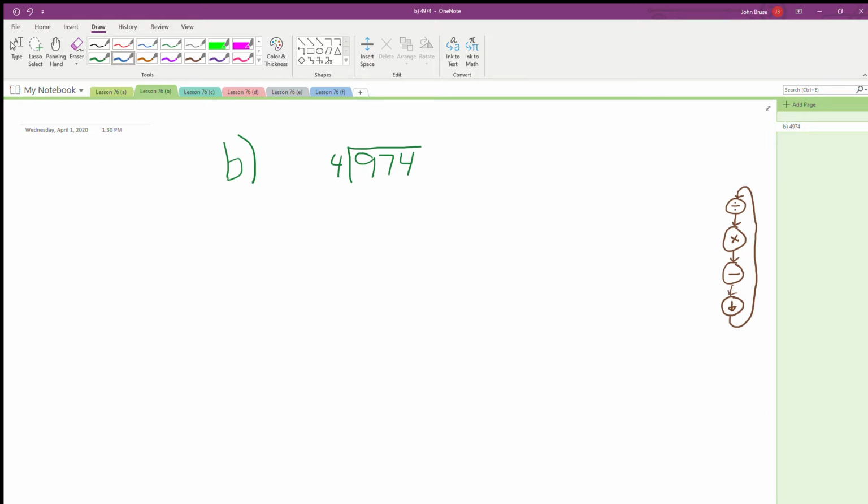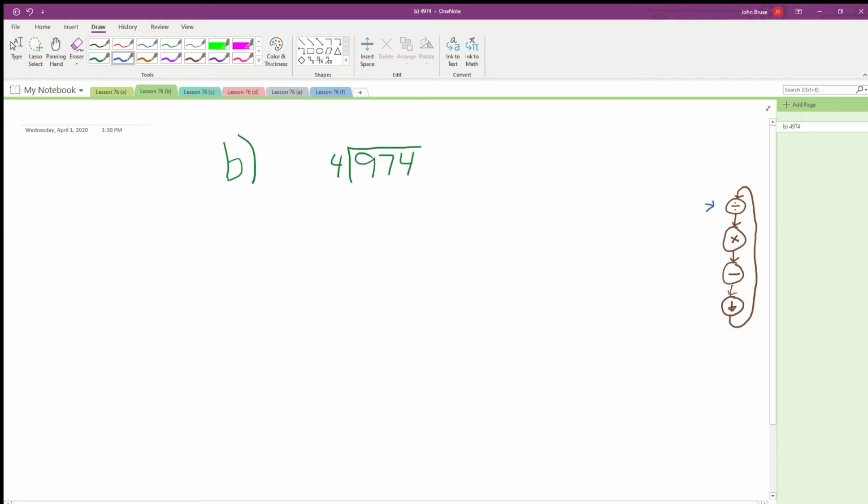All right, so the first thing we're going to do, I'm going to go ahead and change the color here so we don't get too confused, is we're going to divide, because that's what this over here says to do. So we need to divide 9 by 4. 974 is our dividend, 4 is our divisor. So we're going to divide 9 by 4. And I'm going to ask myself, how many times can I fit 4 into 9 without going over?